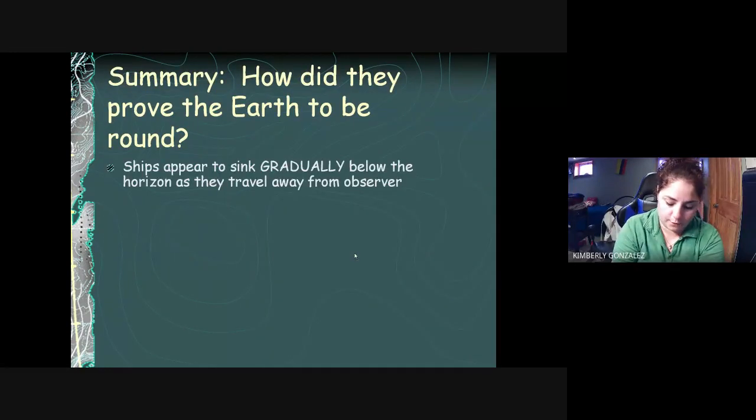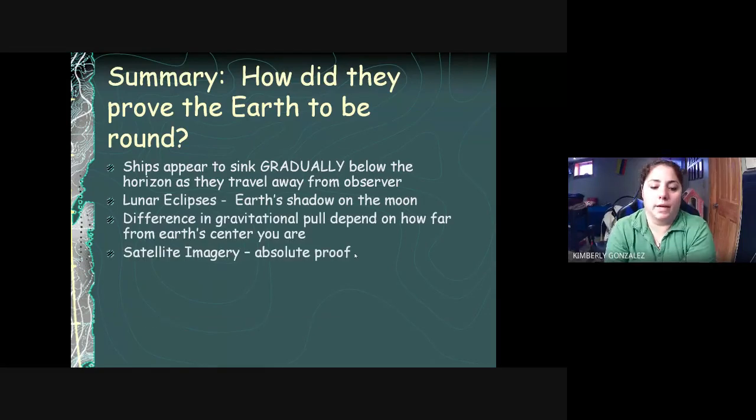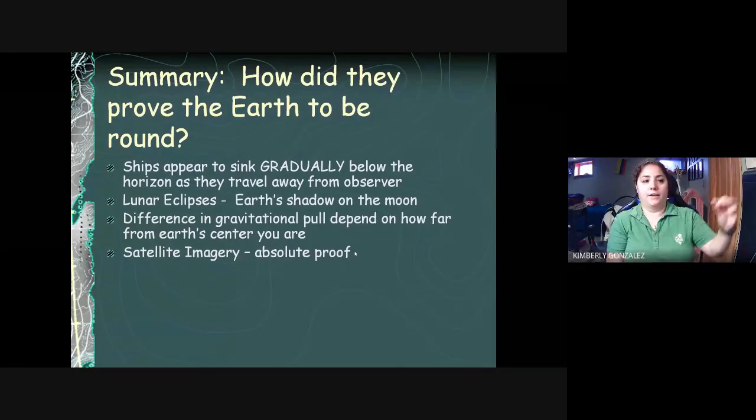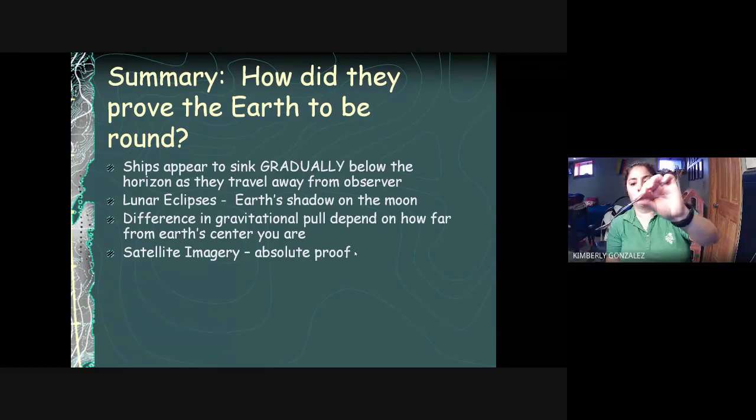So here are the 4, right? Just to summarize it a little bit, here are the 4 different ways to prove that the Earth is round. Ships appear to sink slowly or gradually below the horizon. If the Earth were flat, they would just fall off, right? Since they are going up and then over and it looks like they're slowly sinking, that shows me that curved pattern.